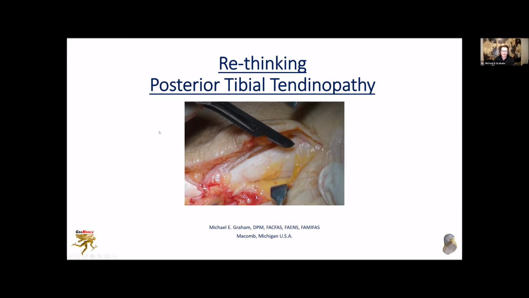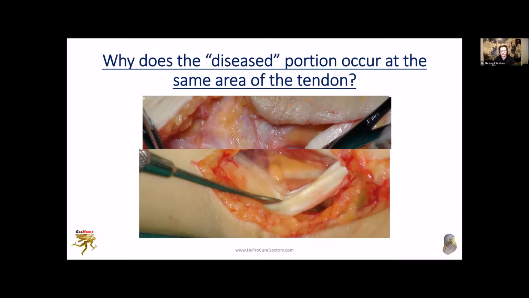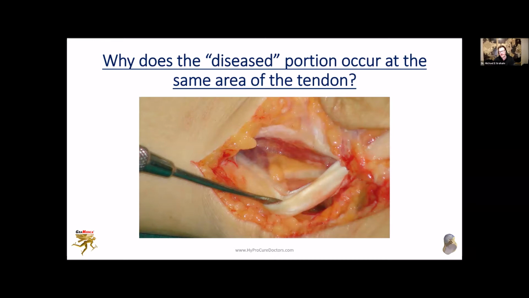on posterior tibial tendinopathy. So the first question we have to ask is, why is it that a healthy tendon becomes diseased? Because in childhood, nobody is ever born with a diseased posterior tibialis tendon. It's something that is developmental. It happens as we grow older. And we know that there is basically one section of the tendon that repeatedly, from patient to patient, is diseased. Proximal to this area, the tendon is healthy, and distal to that area, it's also healthy. So we need to question why that is.